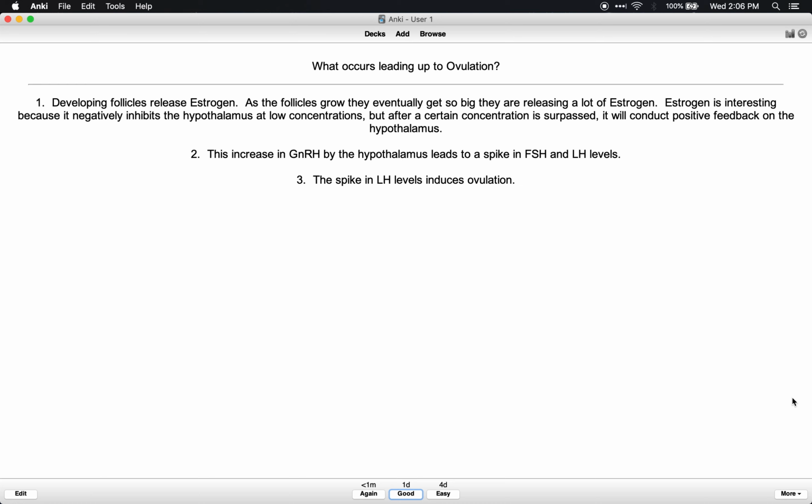Estrogen leads to an increase in GnRH and a spike in FSH and LH. That's where the spike came from. The spike in LH induces ovulation. And again, ovulation is when the follicles burst. Okay. A lot of information.